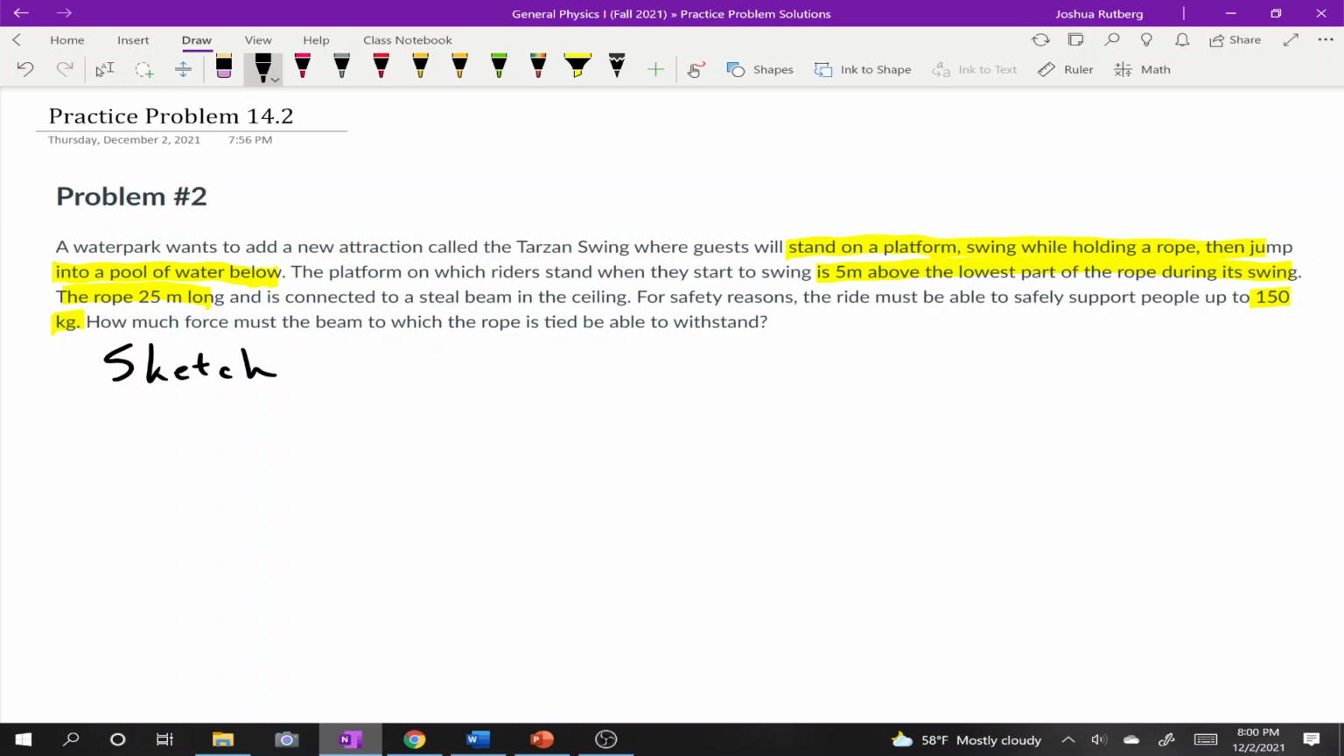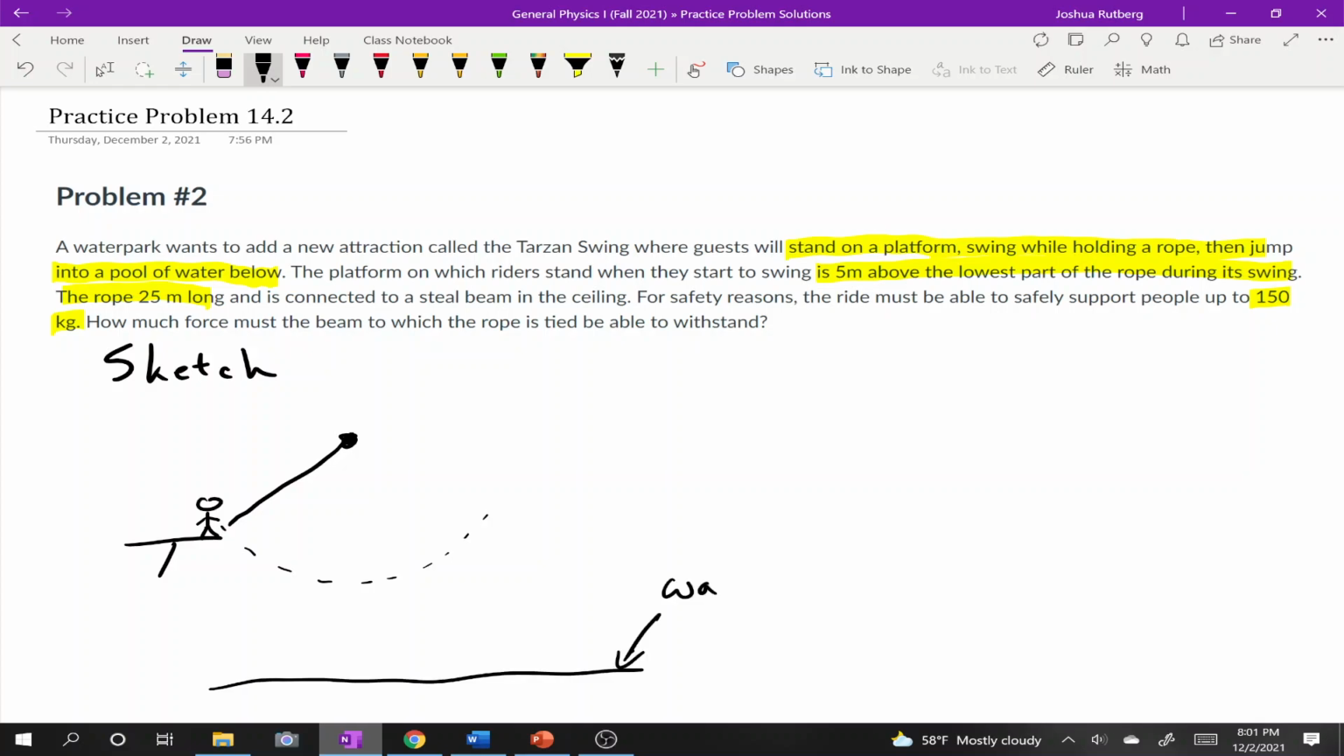So there is a platform. There is my platform. A person stands here, and they hold a rope that is attached to the ceiling. And that rope is going to swing along a circular path. Let's try to get this. There we go. That right there looks like it is the middle of the rope. And at some point here, the person is going to jump off. And so underneath that, down here somewhere, will be the water to catch the person.